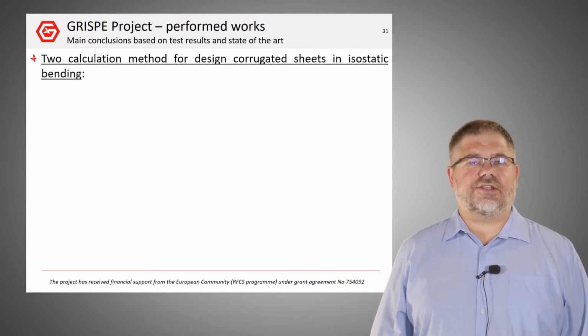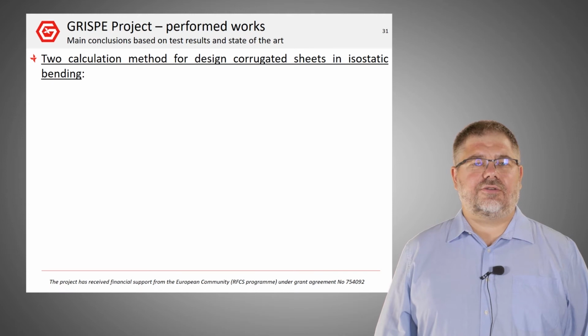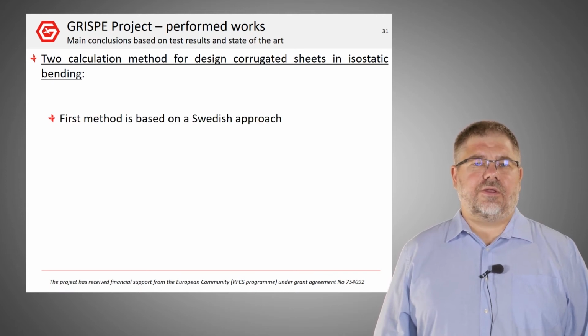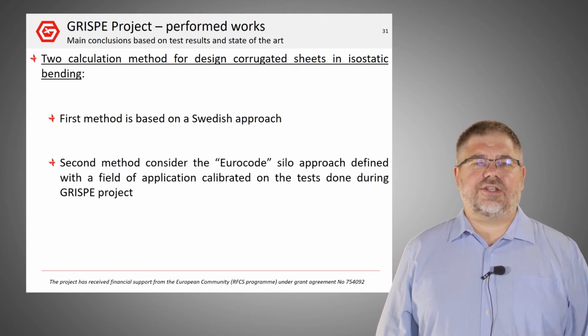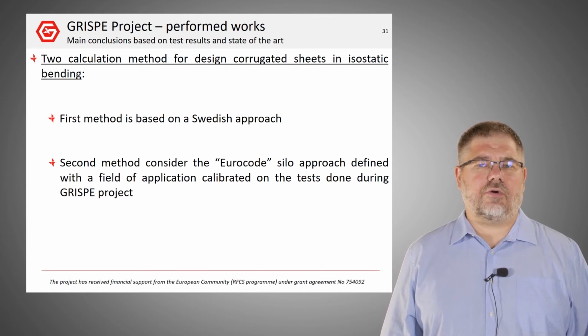For the isostatic design of a corrugated steel sheet, two methods are possible. The first one is based on the Swedish approach. The second consists in applying some relations given by the Eurocode 3-4.